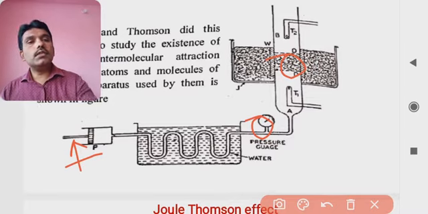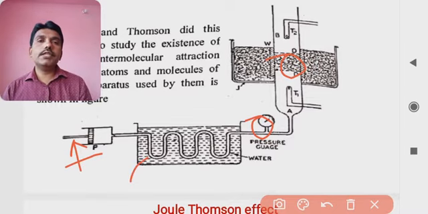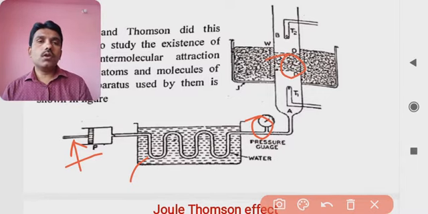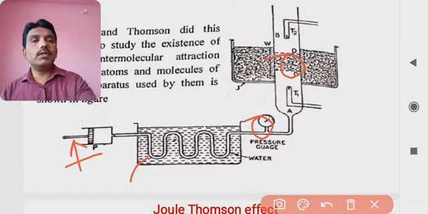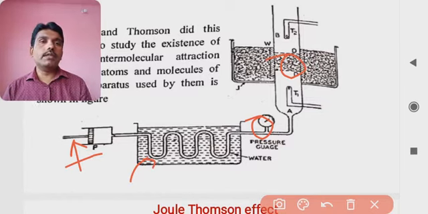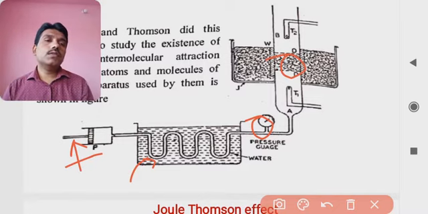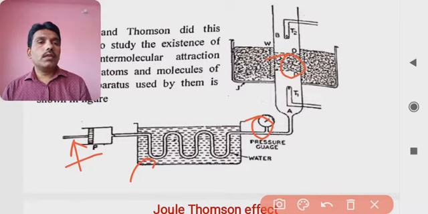And here is this water bath. No doubt, heat may be generated due to the pressing or compression of the gas, but that will not damage our system or the glass tube. For that, this water bath is maintained to keep the temperature constant inside the capillary tube.